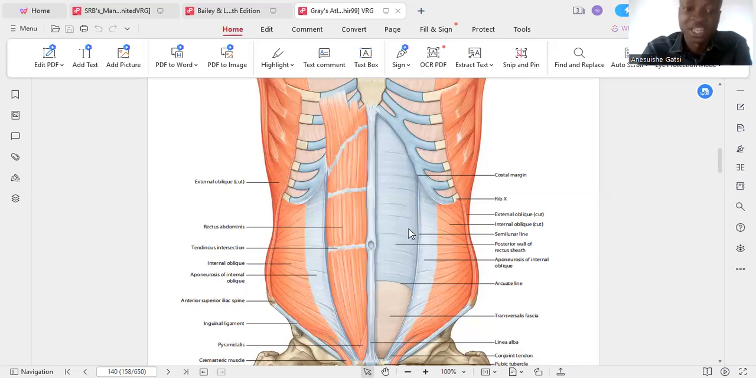Function-wise, this is going to flex the trunk on the pelvis. It's also going to be an accessory muscle of expiration, and it's also going to help with compression of abdominal contents.